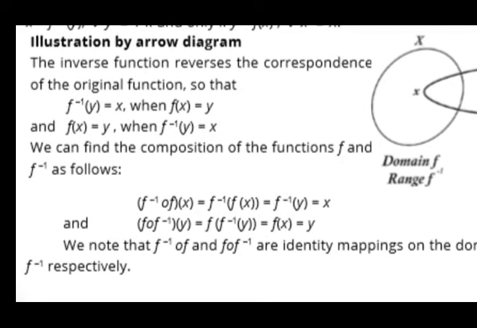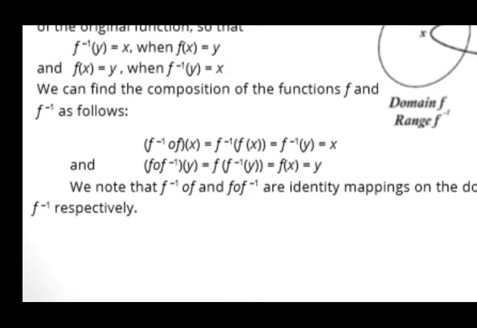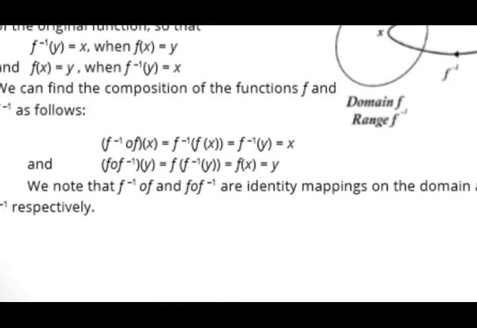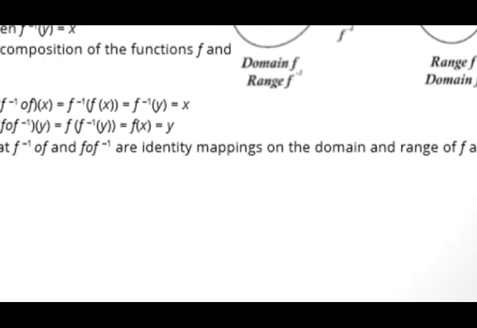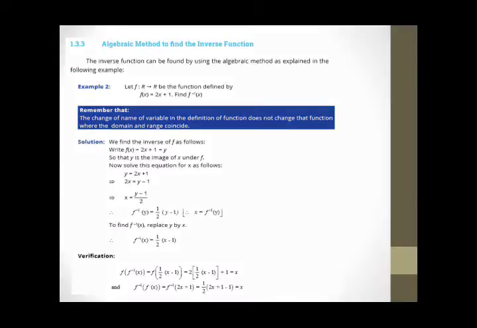Now we can find the composition of the function f and f inverse. First we find f inverse, then we find the composition of the original function and its inverse, and this is always equal to x. It is the identity mapping on the domain and range of f and f inverse. Now here we have an example.